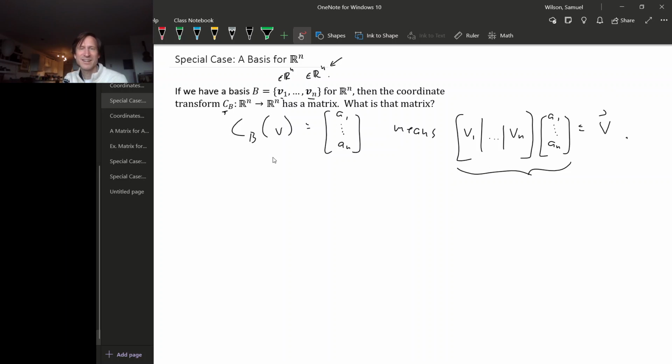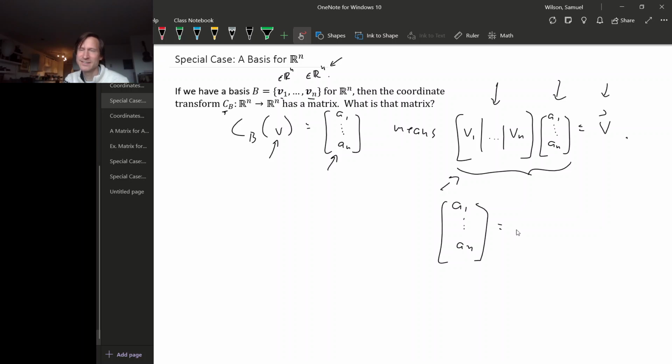Is this the coordinate linear transformation? Well, no, because the coordinate linear transformation has v on the left and the coordinates on the right, but this one is the other way. It has the coordinates on the left and the vector on the right. In other words, all we need to do is solve this equation for the coordinates. To solve it, all we need to do is find the inverse of this matrix.